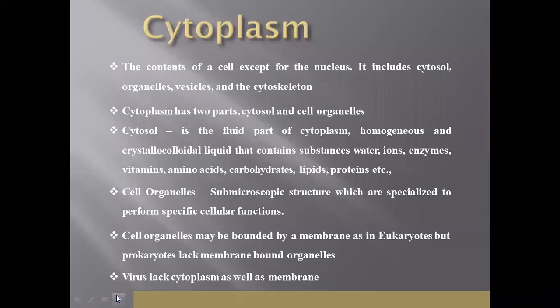Hello students, welcome back. In this video, we'll be learning about the last topic of chapter 5, fundamental unit of life, regarding cytoplasm. Cytoplasm is the content of a cell except for the nucleus. It includes cytosol, the fluid, organelles, vesicles, and the cytoskeleton. Cytoplasm has two parts, cytosol and cell organelles.